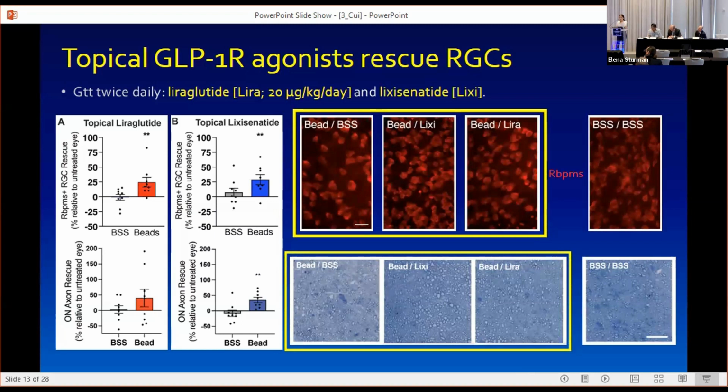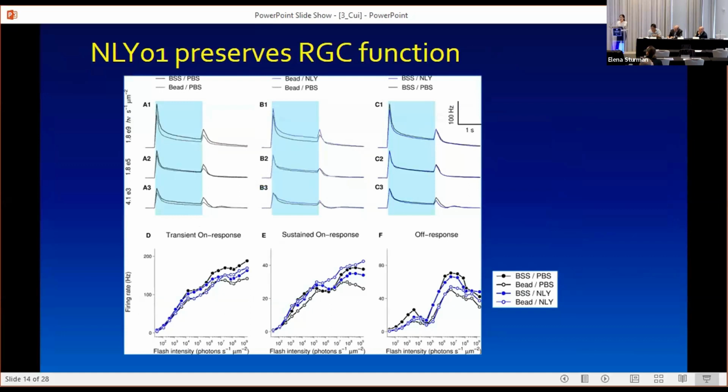Noticeably, however, the degree of rescue here was a bit less than with systemic administration. You can see it's about 25% for retinal ganglion cell somas, about 50% for the axons, and this is compared to the near total rescue that I showed in the previous slide. Okay, so now we know that GLP-1 receptor agonist results in functional preservation of retinal ganglion cell somas and axons. What about retinal ganglion cell function?